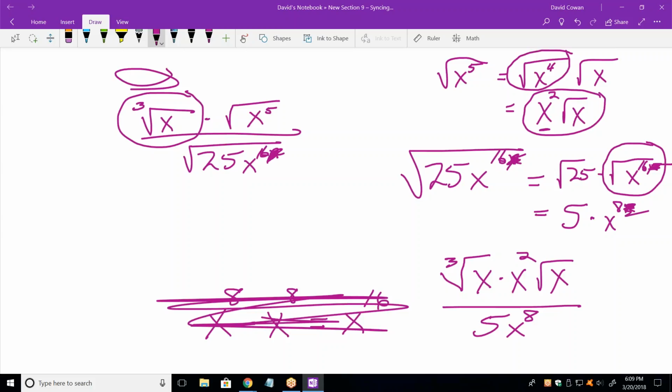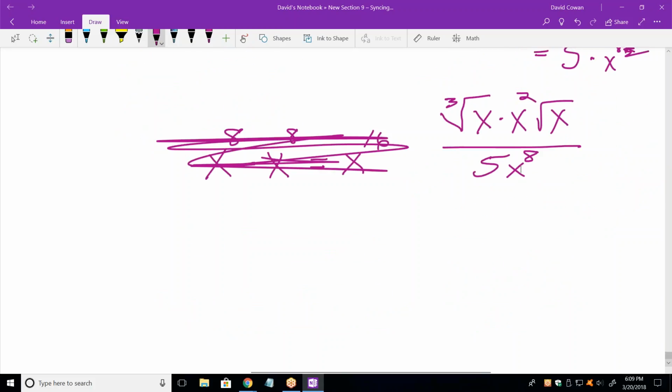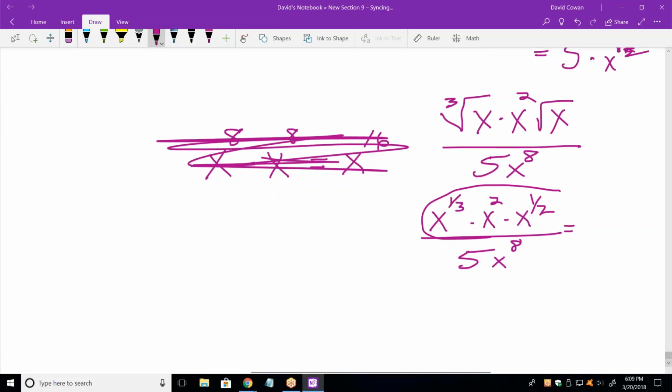Now, in order to simplify this, let's convert these to fractional exponents, because then we'll have the same base, and I can combine all three of these numerators, and then I can combine it with the denominator. Okay, so we got x to the 1/3 times x squared times x to the 1/2, all divided by 5x to the 8th. So what's the new numerator? I'm not sure. Add the exponents. You can put it all to the power of 6, or change the fraction to sixths. That'd be 2 sixths. That'd be 3 sixths. So 2 and 5 sixths.